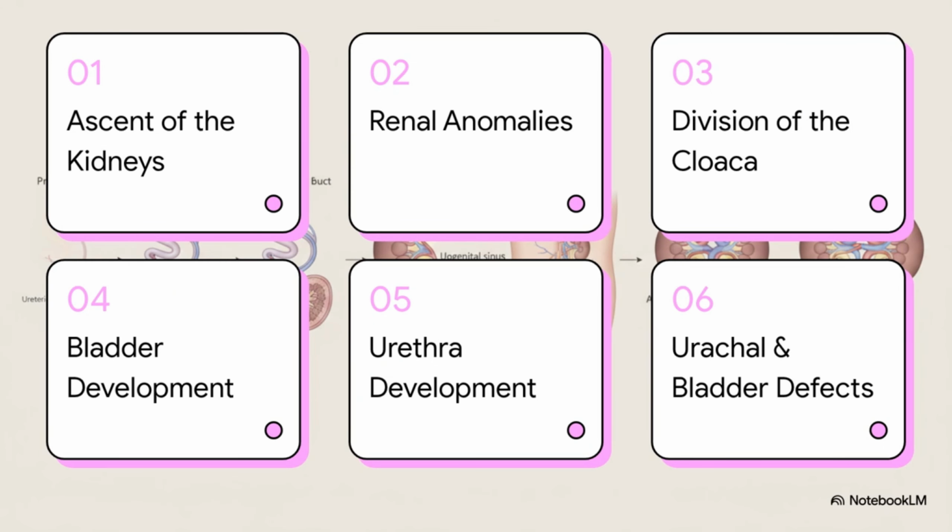Here's our game plan for today. We're going to cover the ascent of the kidneys, check out some renal, positional, and vascular anomalies, look at the division of the cloaca, trace the development of both the bladder and the urethra, and finally, wrap up with urachal and bladder defects. Let's get to it.